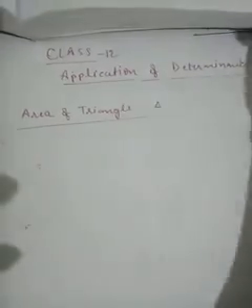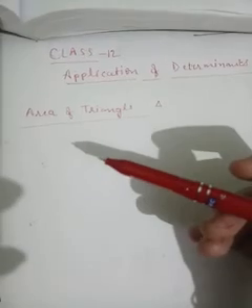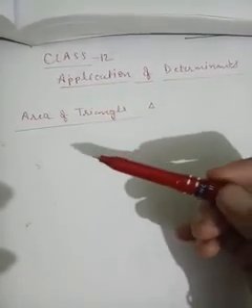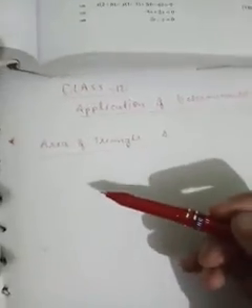Good morning, and now we are going to continue the new topic, that is the application of determinants. Here we discuss the area of a triangle and the collinearity of 3 points. What is the condition for 3 points to be collinear? And now the first formula is the area of a triangle.